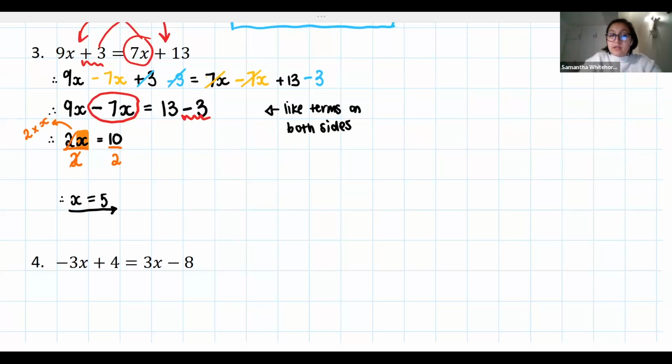If you're not sure of your answer, use the check. Go and substitute in both sides and make sure that the left-hand side is equal to the right-hand side. That is how you check your answers for equations, grade 8s. So use substitution and see if your sides are equal. If they aren't, then no, the answer is not right. If they are equal, then yes, your answer is correct.